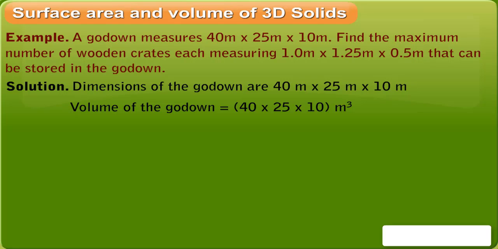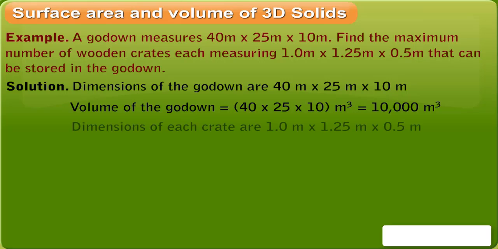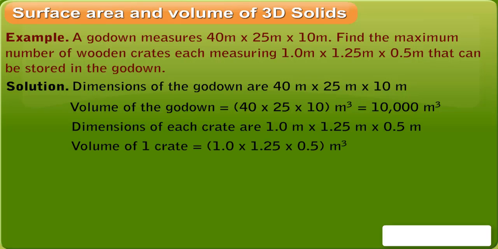Therefore, volume of the godown will be given by 40 into 25 into 10 meter cube is equal to 10,000 meter cube. As given in the question, dimensions of each crate are 1.0 meter into 1.25 meter into 0.5 meter. Therefore, volume of one crate will be given by 1.0 into 1.25 into 0.5 meter cube is equal to 0.625 meter cube.